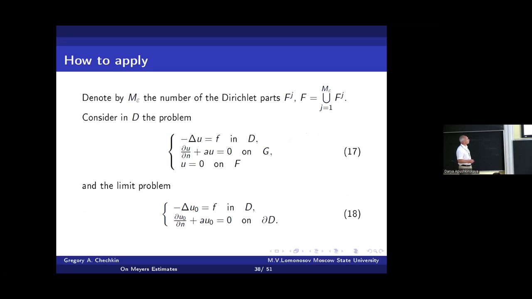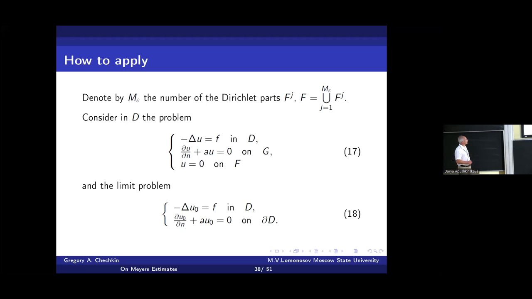Now, how to apply it? So let us consider the following situation. We have a two-dimensional domain, F with the index j is a small part of length epsilon of the Dirichlet boundary. Then we have a number of these parts, okay? And F is the union of these parts, okay? So we have M sub epsilon, a number of parts, and the length is epsilon.